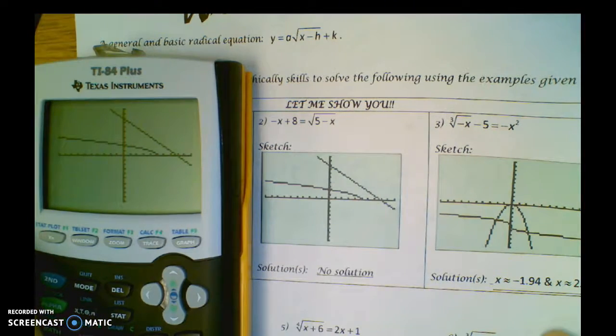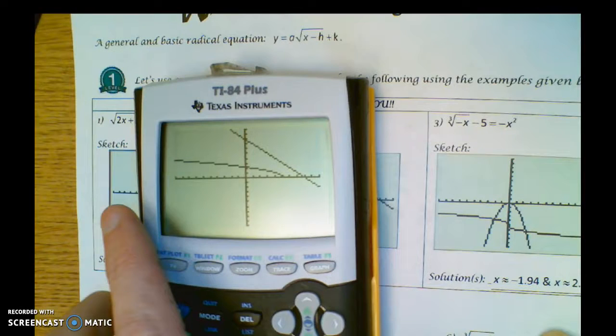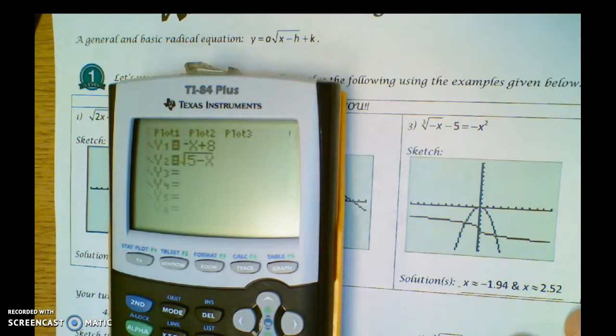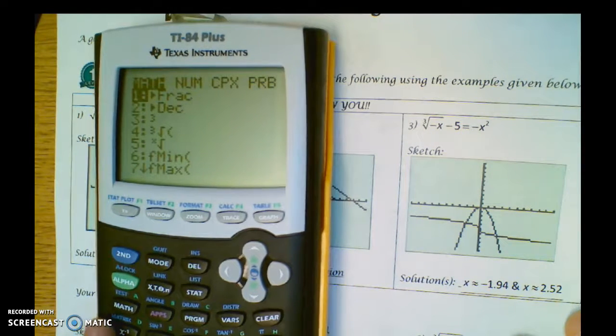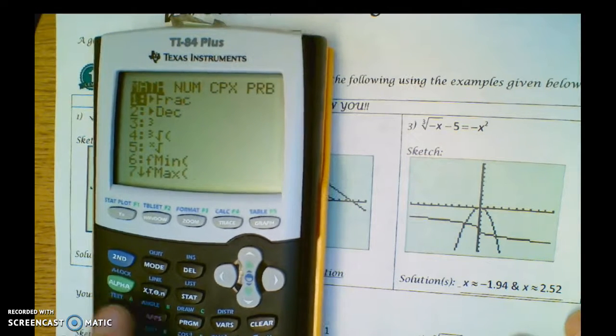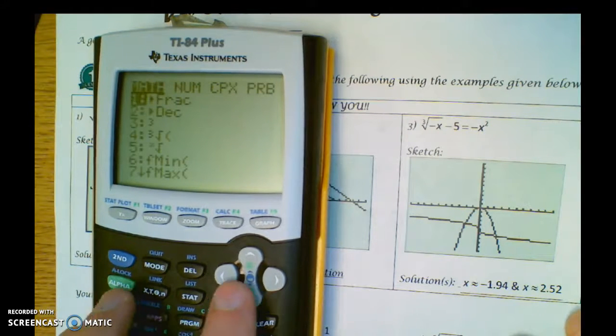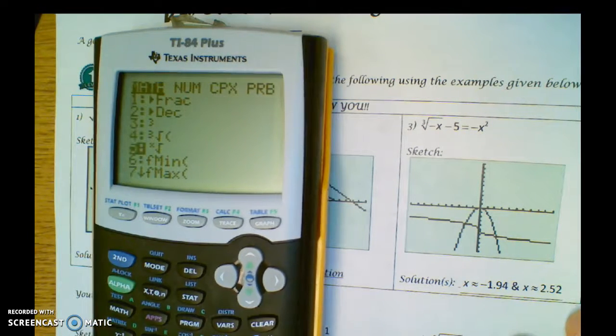Okay, and then the last one, same idea. Hit y equals, clear out what's in there. So we have the cube root. Remember, for cube root, there's multiple ways to do this, but if you hit the math key, which is right underneath the alpha key, and you go to number 4, that's the cube root. Another way to do it, if you don't have that key, is you hit math and number 5.